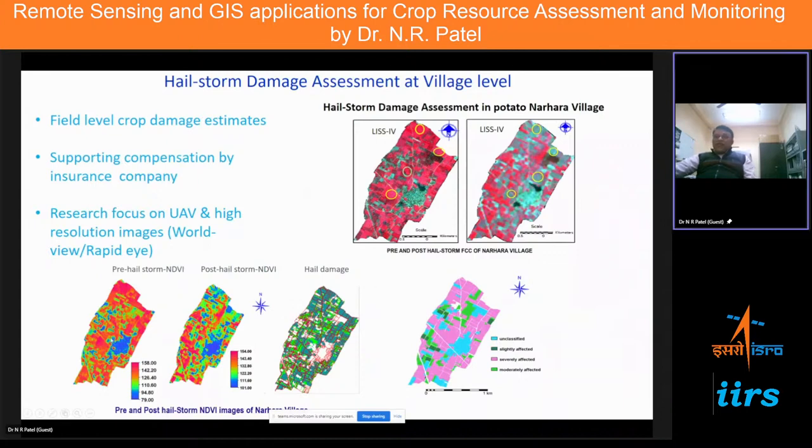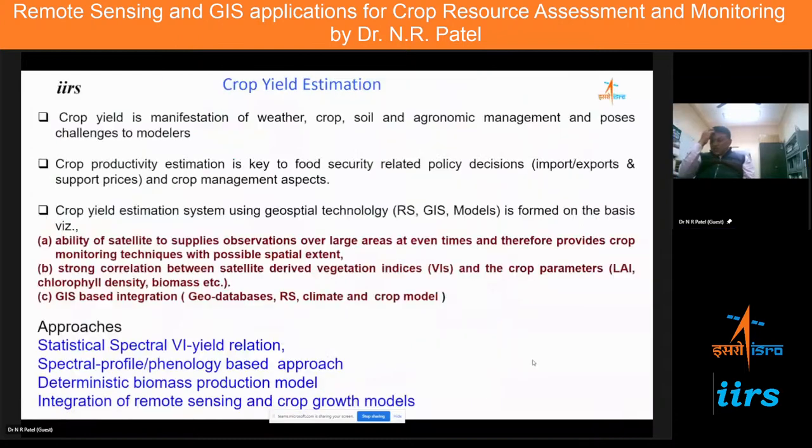This we could see in NDVI. NDVI was higher before, and after this damage NDVI has gone down like anything. The crop is damaged. We were able to identify and detect which are slightly affected and moderately affected. Based on this, we were able to map different categories of affected potato crop due to hailstorm using high resolution data. Lastly, there is crop yield estimation also.